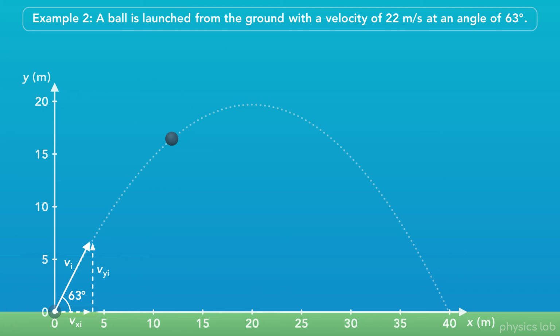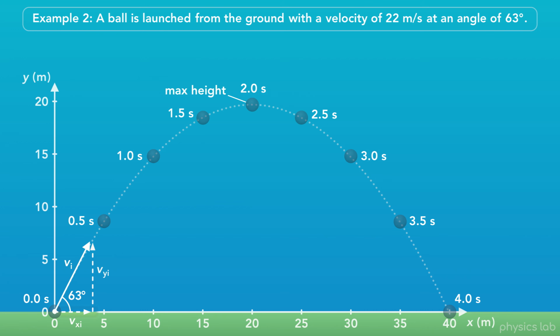So what does this motion look like? What's happening to the x and y positions over time? What about the x and y velocities? Is there anything about this that's similar to the last example? Here's the ball's position at half-second intervals. The ball moves up, reaches a maximum height, and then falls down. And it's moving to the right the whole time.